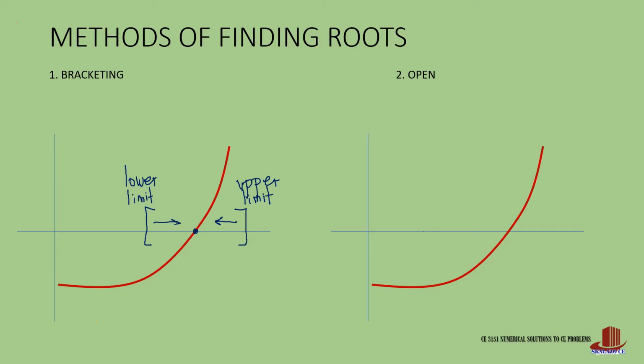How about the open method? Instead of working with two values or two limits, the open method would only be asking for one initial guess. With different theories, just like tangent lines and secant lines, we can come up with a different point. And hopefully this point would be very close to the root of the curve.